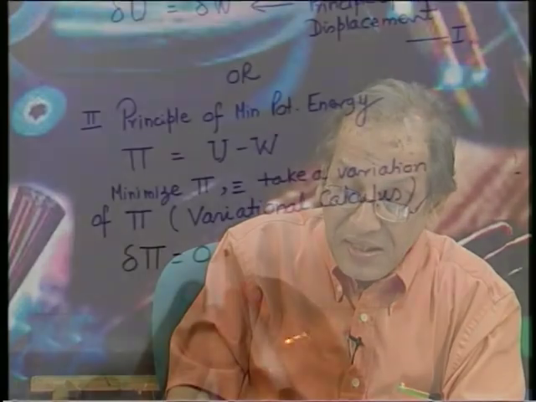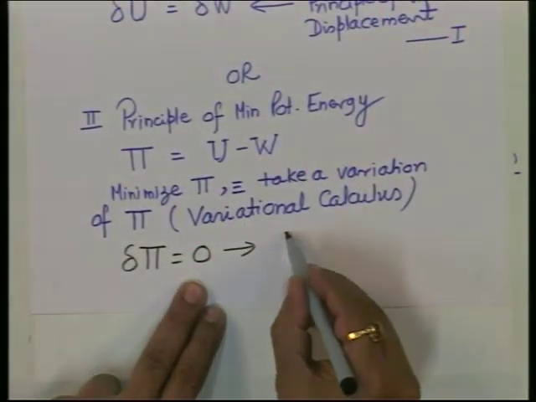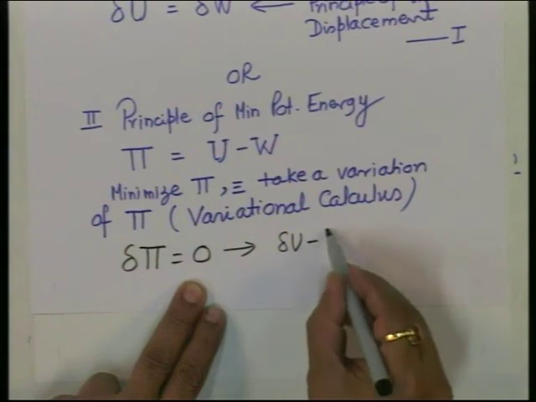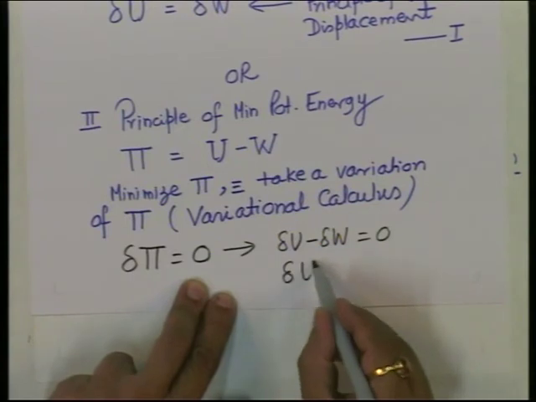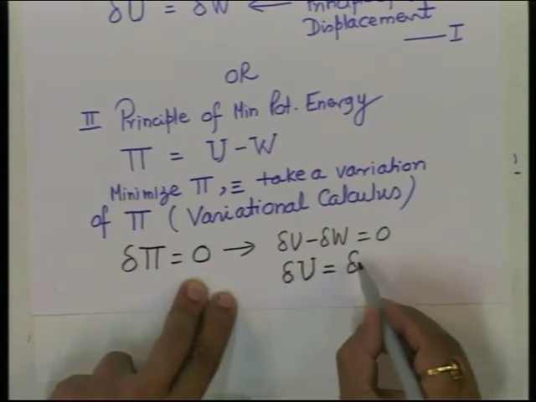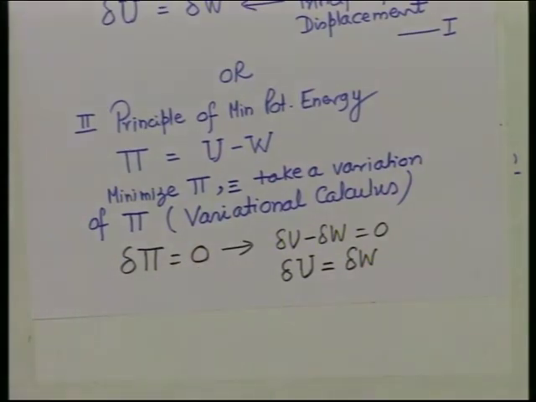Incidentally, this means delta u minus delta w equal to 0. So, this also gives you the same result as virtual displacement. It is only an indirect way of saying the same thing, but then one can do it this way. So, we will use one of these two principles to derive our discrete equilibrium equations of the body.